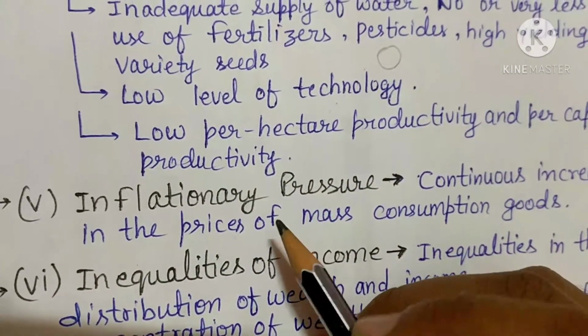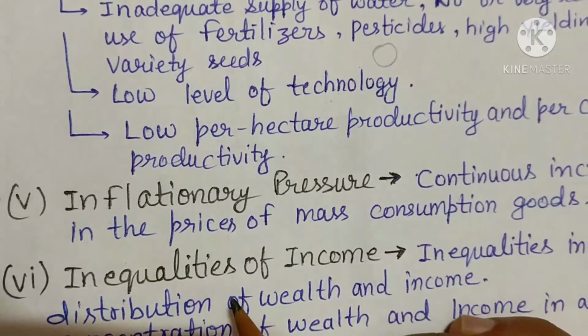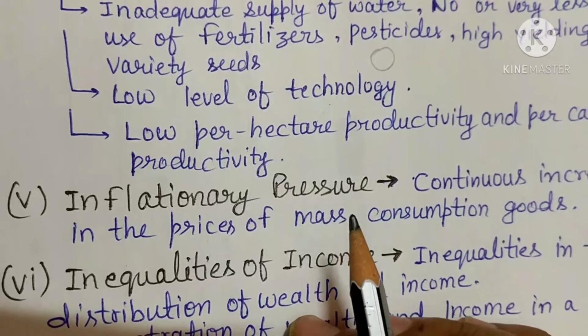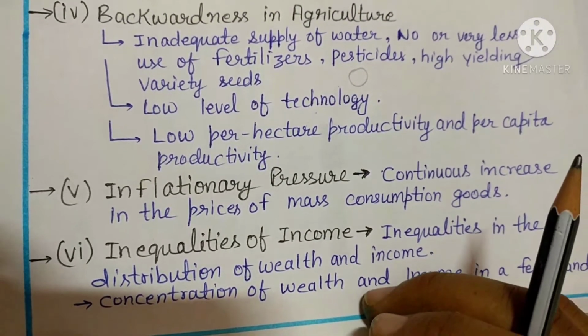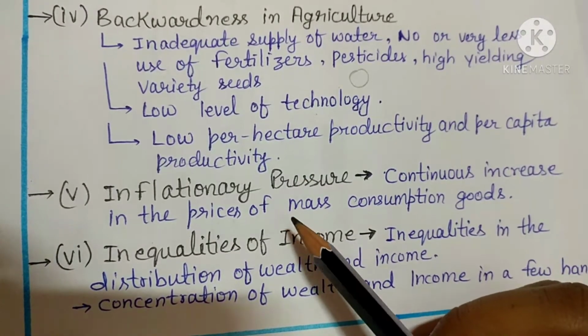Then comes inflationary pressures. What is inflationary pressure? It means the continuous increase in the prices of mass consumption goods. Those which are essential goods, their prices increase very fast or very rapidly because of that low production. So it leads to poverty again.